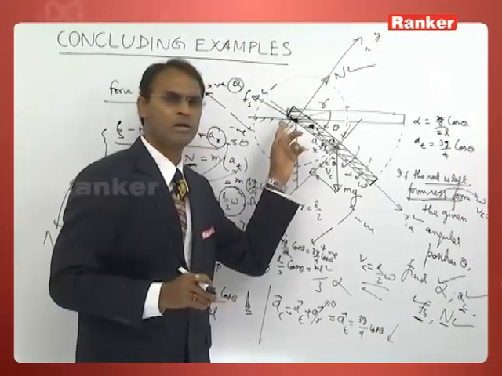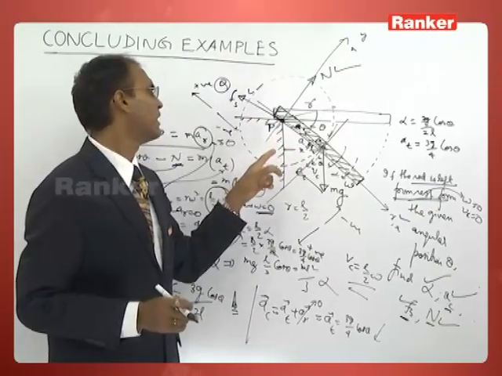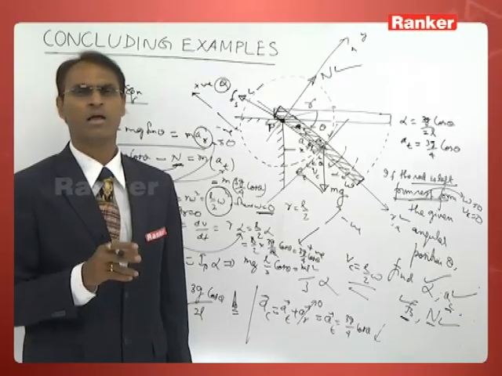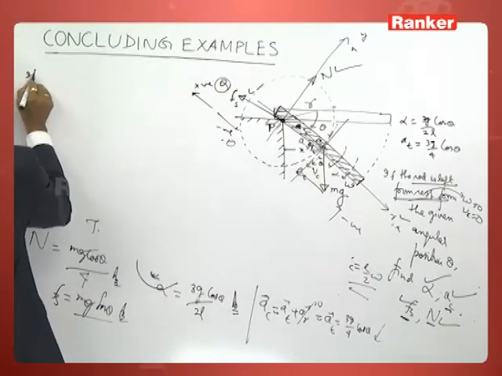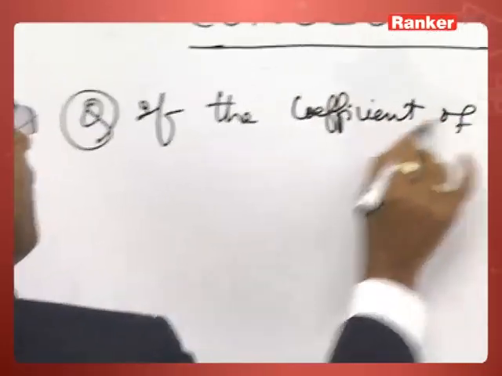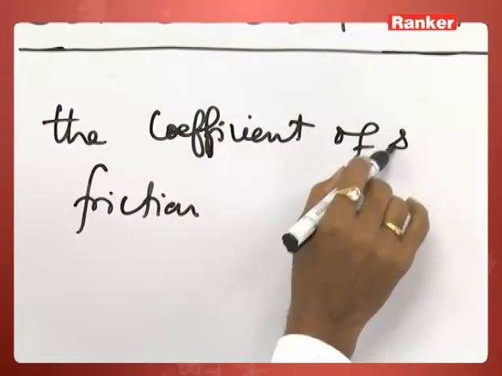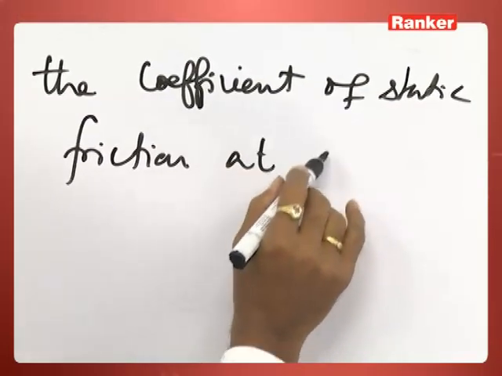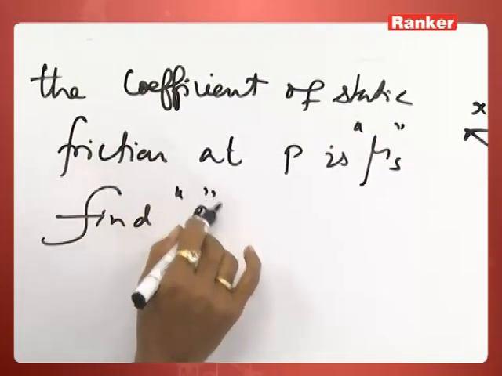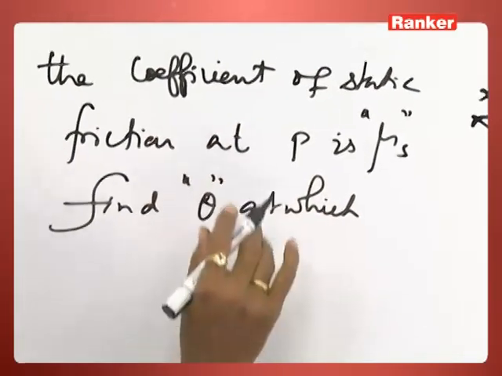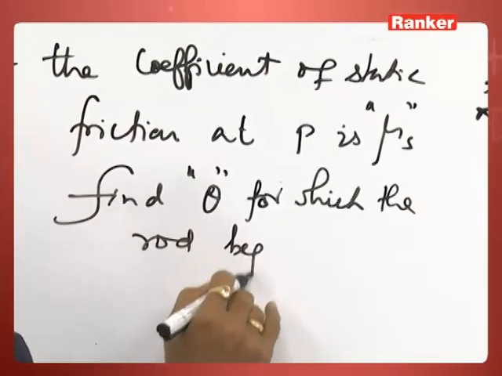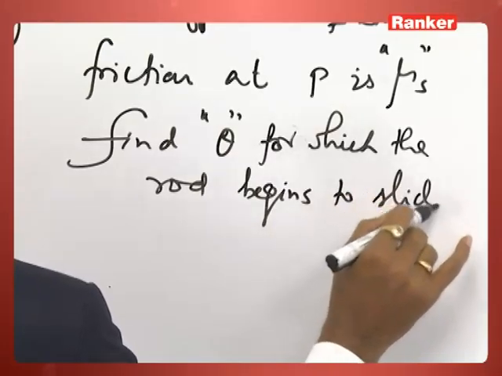The question is, if the coefficient of static friction at the point P is mu s, find theta at which, or for which, the rod begins to slip or begins to slide.